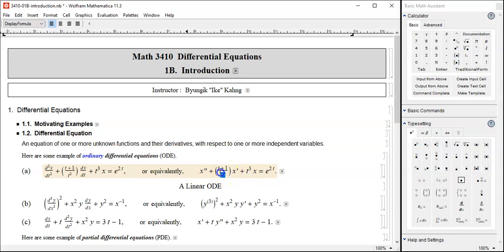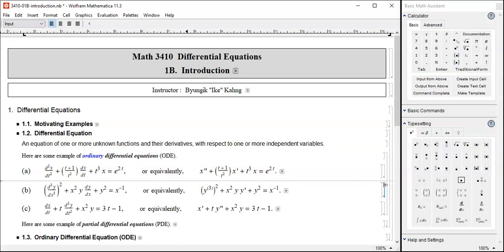Now, what about these functions of t, coefficient functions we call? Those are okay. t cubed, that's not linear, but it's okay. e to the 2t power, that's transcendental, it's okay. As long as all the x's are linear, we call it linear differential equation.